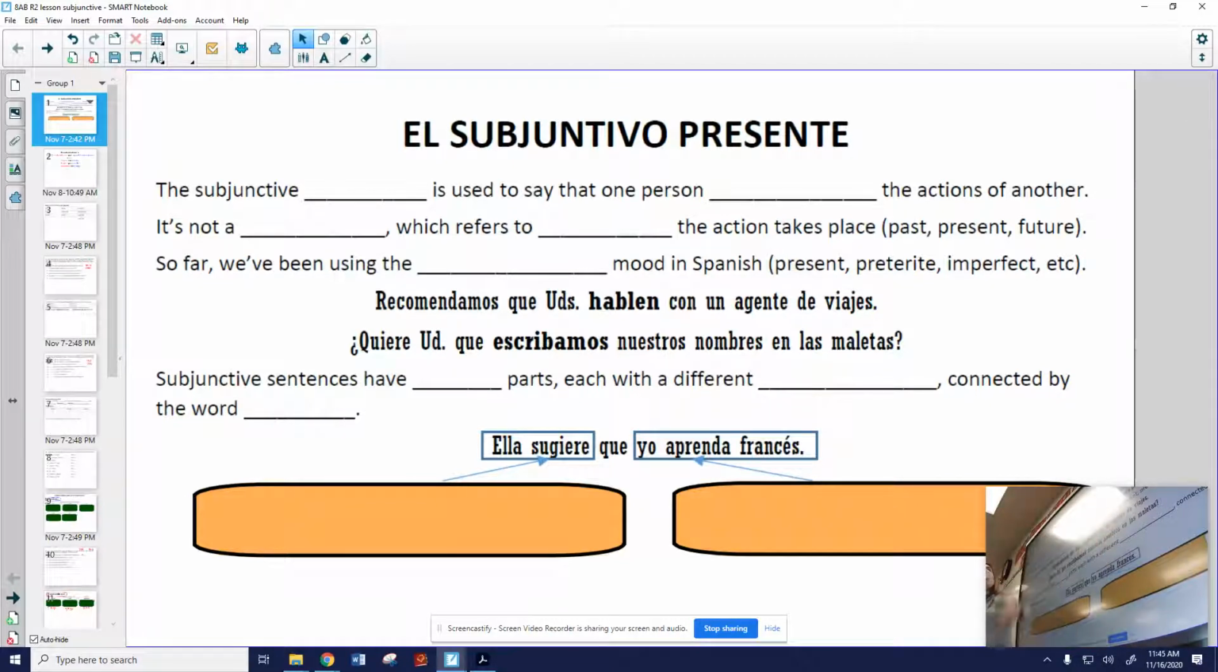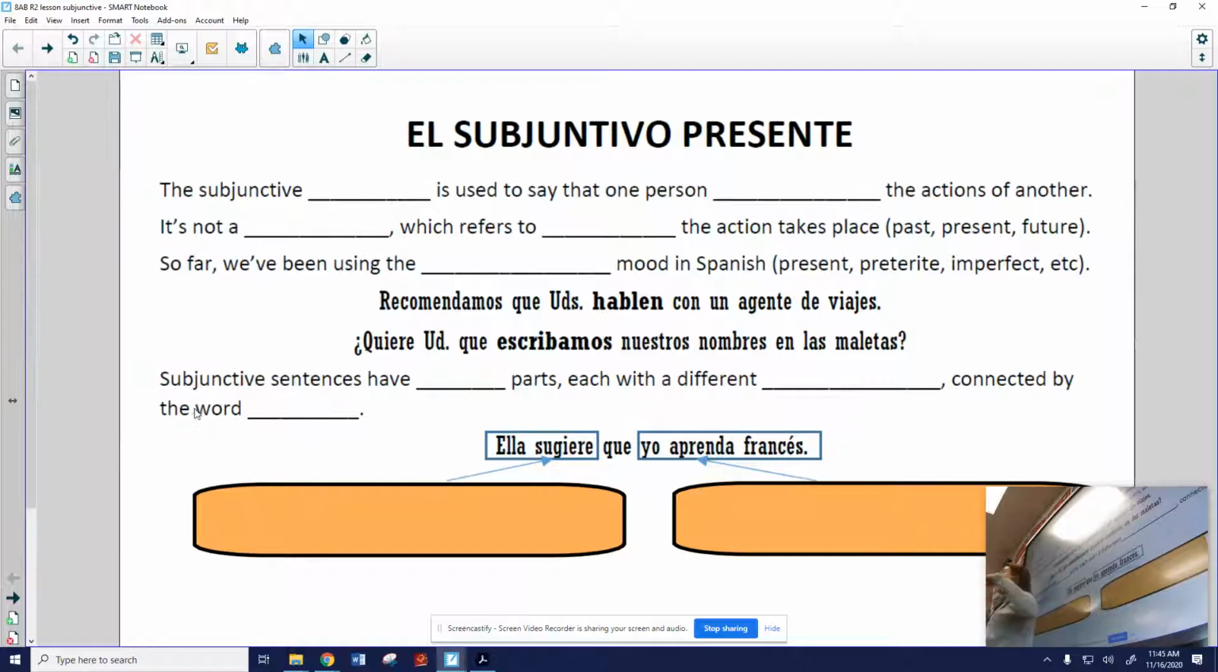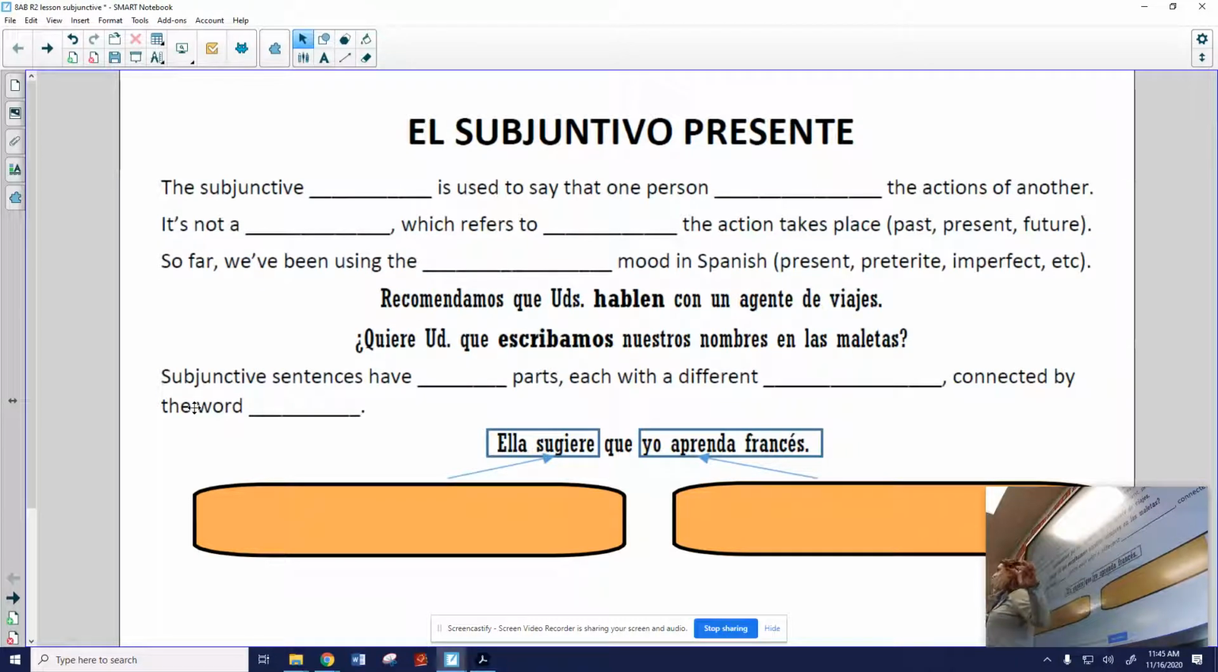Pues, el subjuntivo presente. This is a red letter day because so far we've just used the indicative mood. We are learning an entirely new mood today in Spanish. Not just a new verb tense, but a mood. And you're probably thinking, I don't even know what that means. So I'm going to keep going. Here we go.